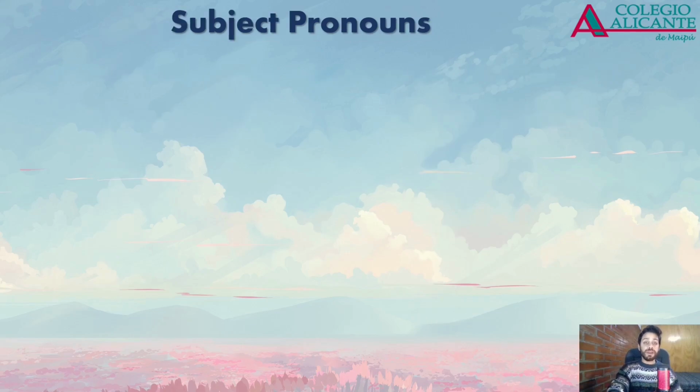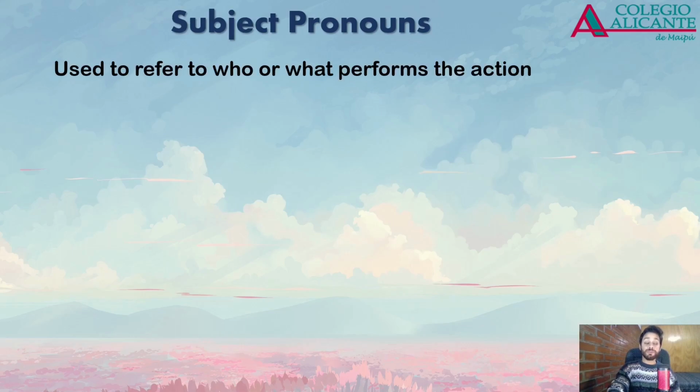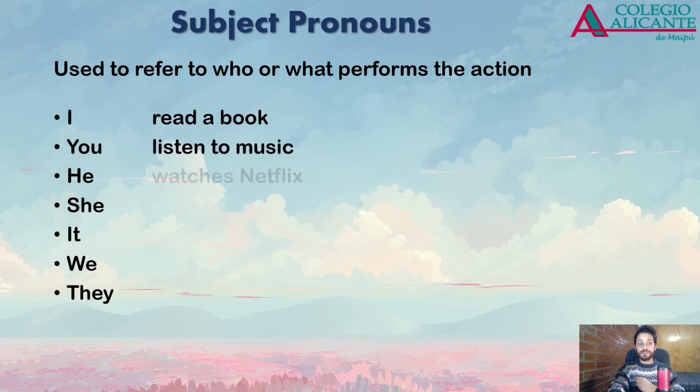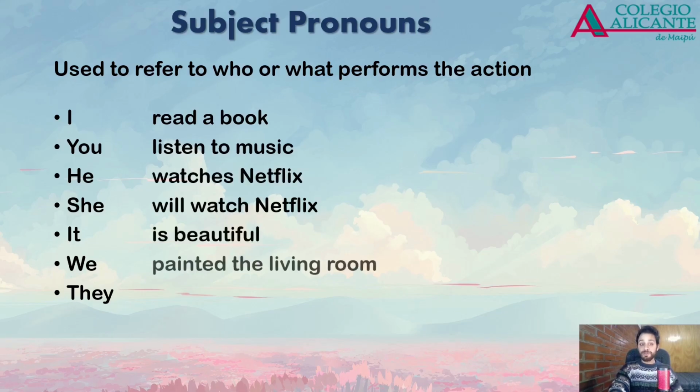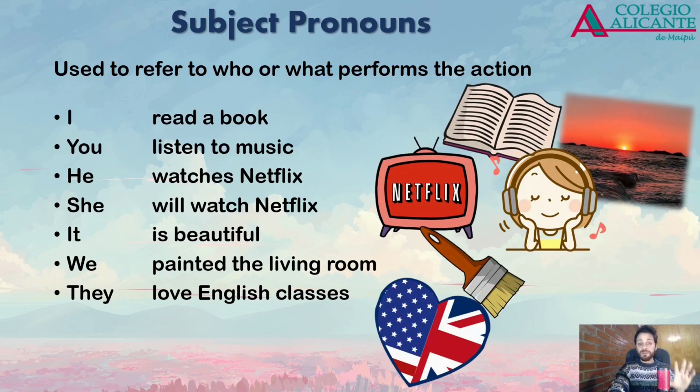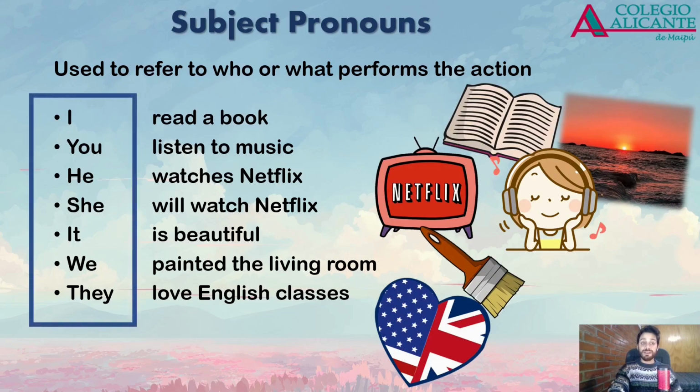In the first place, we have subject pronouns, which are used to refer to who or what performs the action in a sentence. You see the list right there, and in all these following actions, there is a subject. I read a book, I am the subject. You listen to music, you are the subject. He watches Netflix, she will watch Netflix. It is beautiful. We painted the living room. They love English classes. For all of these sentences, there is a subject right there at the beginning, and that represents who or what performs the action.